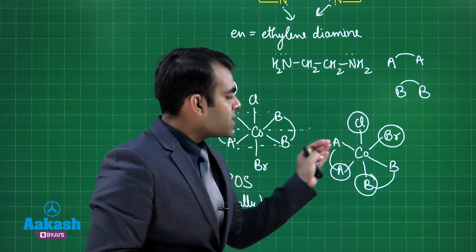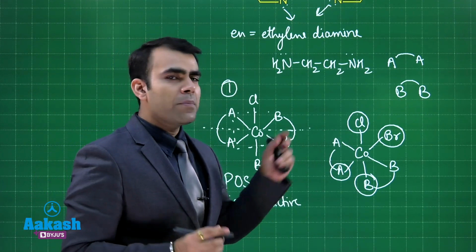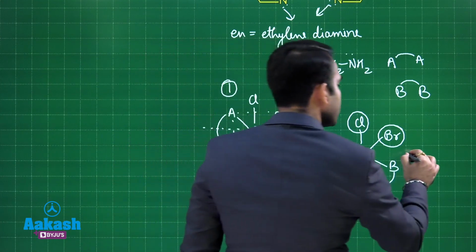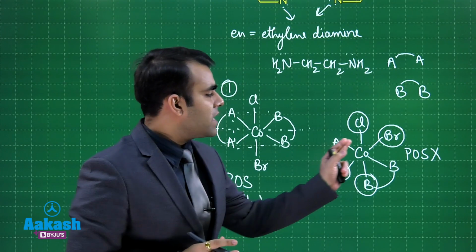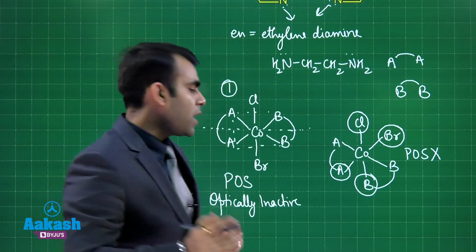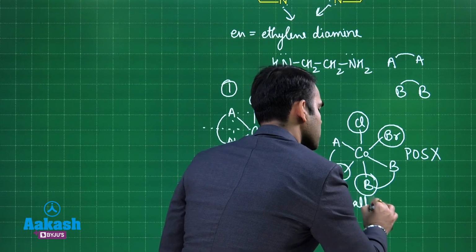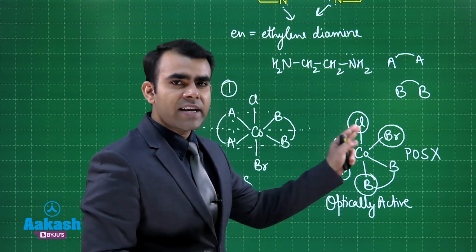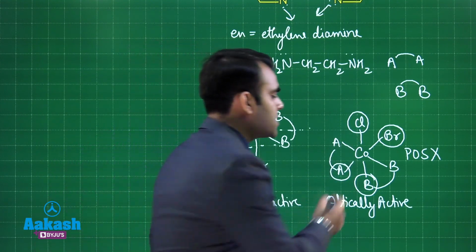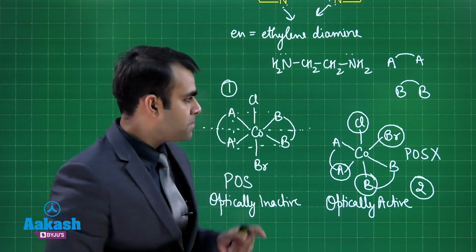Also you can see that here there is no plane of symmetry. In cis form we do not find any plane or center of symmetry. Those are missing here, and if these are missing, my compound becomes optically active. And if it is optically active, we get this compound and its mirror image. So from here we will get two stereoisomers.